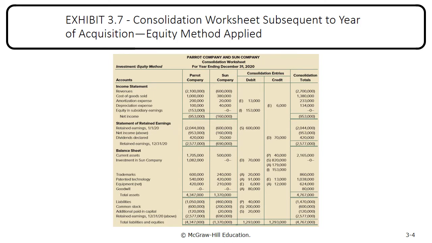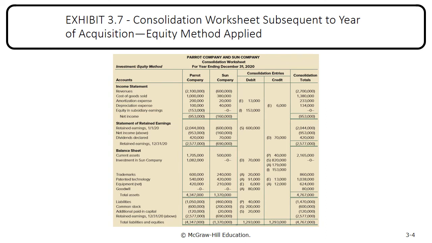E, record the current year's amortization due to the equipment and patent having a different fair value at acquisition. So we will, up in the top, debit amortization $13,000, credit depreciation expense $6,000. Credit the patent technology $13,000, and debit the equipment account $6,000.